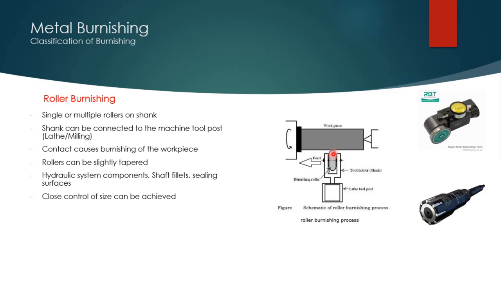Now these rollers can be tapered, or they can also be of a form such that during the burnishing operation, they will take up the shape of the workpiece itself. Again, hydraulic system components, shaft fillets or sealing surfaces are the applications of this roller burnishing process. Using roller burnishing process, a close control of size can be achieved, not just with roller burnishing but also with ball burnishing process. So that's part of the advantage of this process.